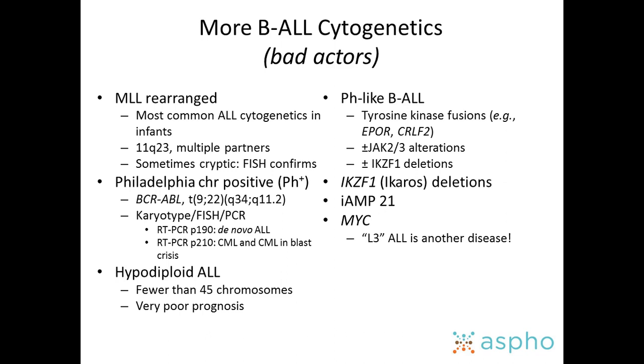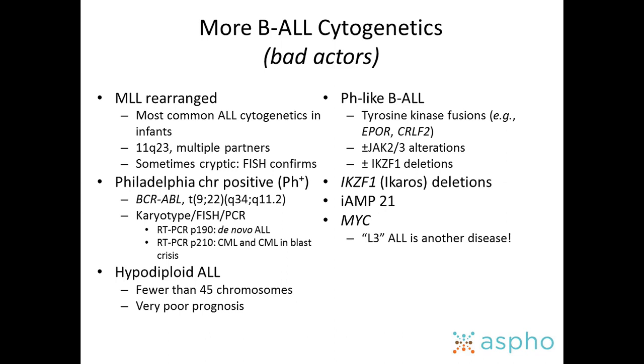There are the newly recognized entities of Philadelphia-like ALLs where other tyrosine kinases are fused to promoters, including the EPO receptor, CRLF2, and these may or may not have mutations in the JAK proteins or in Ikaros. Ikaros itself conveys a poor prognosis, as does the interstitial amplification of the AML1 locus on chromosome 21.